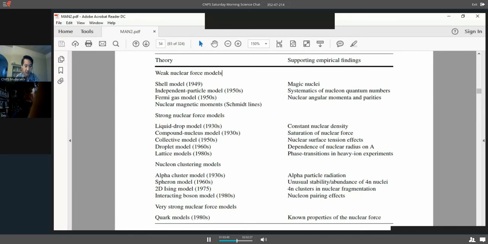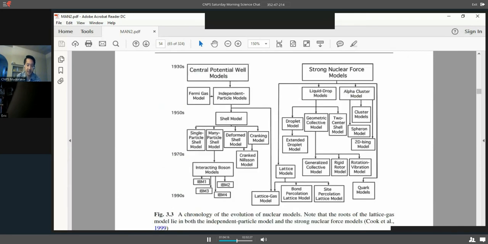Now, here's a list in this book about the different models. It seems like all these different models can explain some part of the puzzle. Like the shell model can explain the magic nuclei. Some can explain the angular momentum. Some of them can explain constant nuclear density. Some of them can explain why alpha particles come out, and various other things. But what we're looking for is one model that explains all of these things.